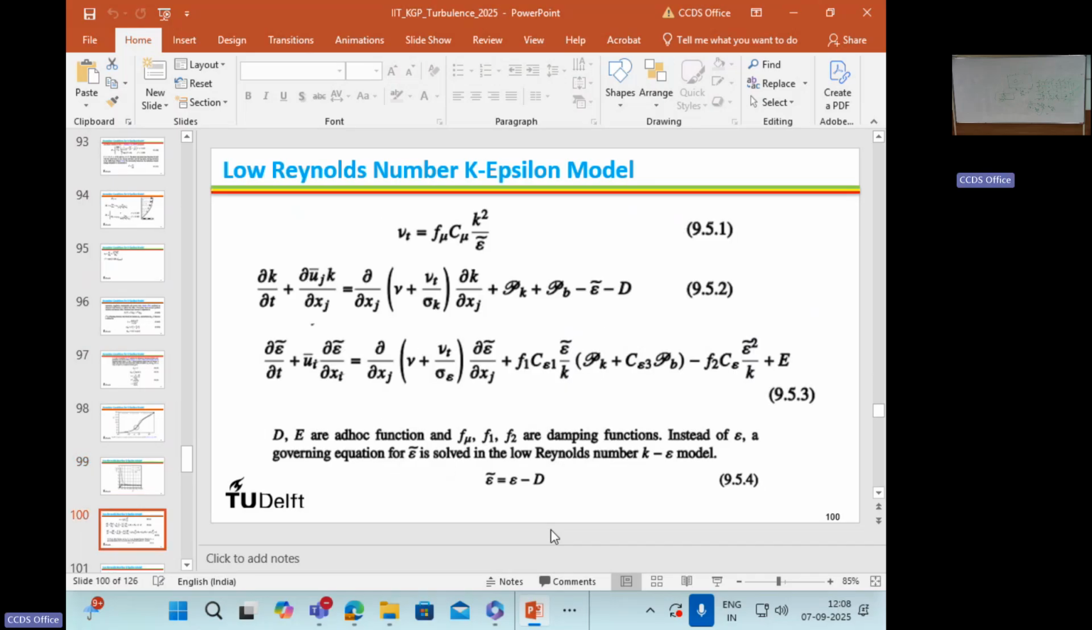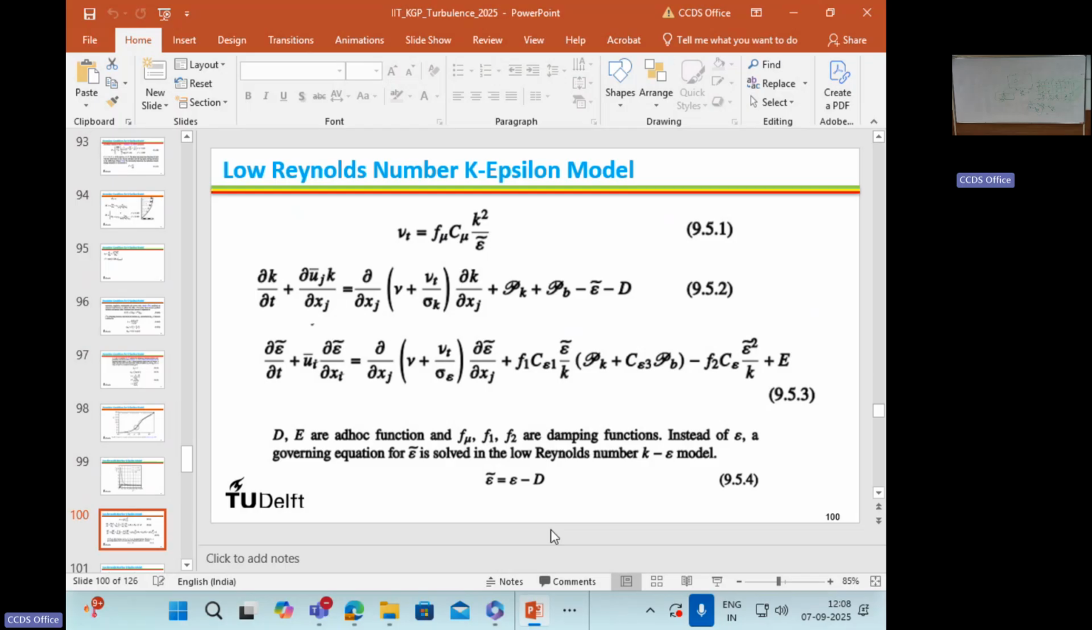So this is my low Reynolds number epsilon model, right? You can see in this low Reynolds number epsilon model, instead of epsilon I am solving an additional new version of epsilon, called epsilon tilde. What is epsilon tilde? This is epsilon minus D. Okay, this D and E are ad hoc functions.